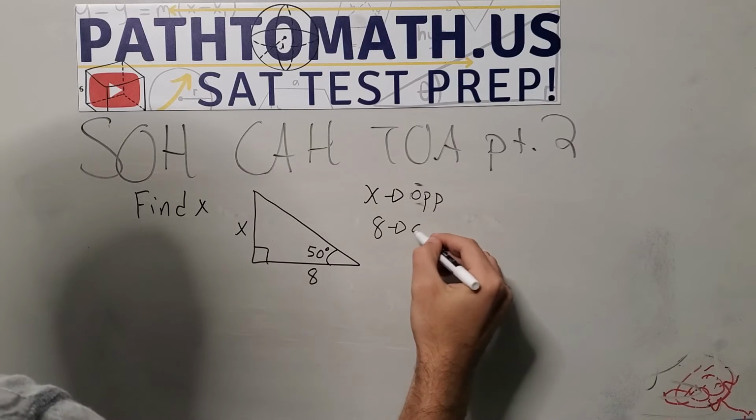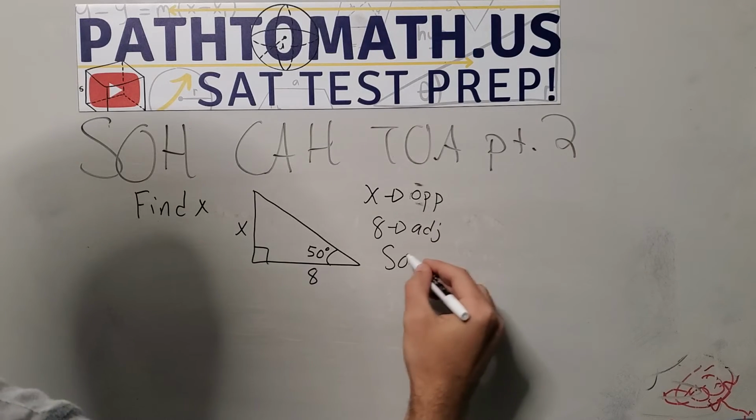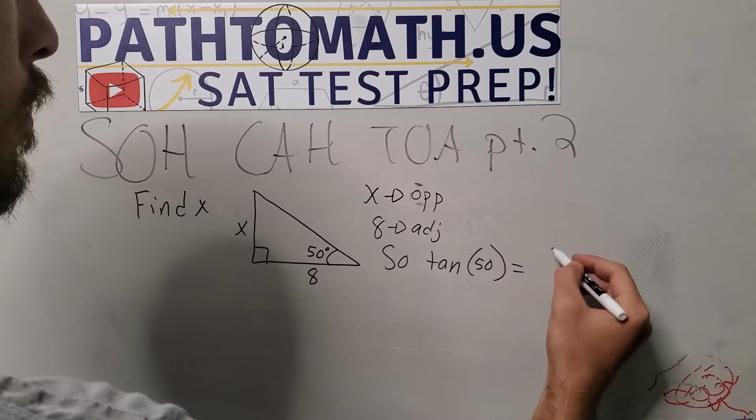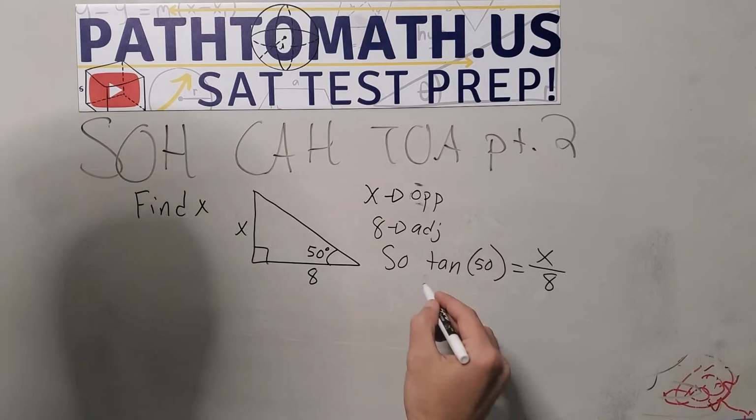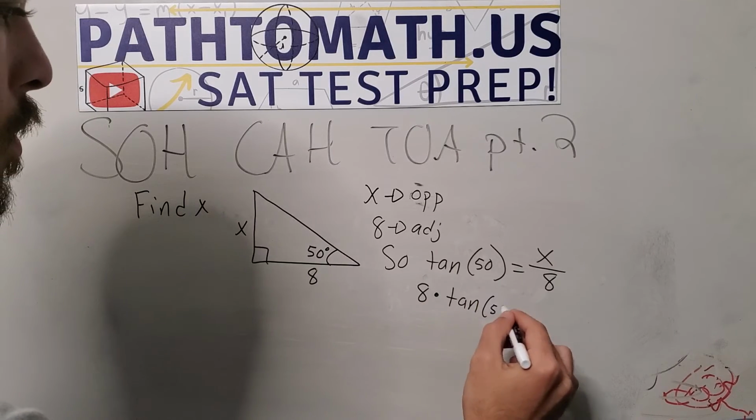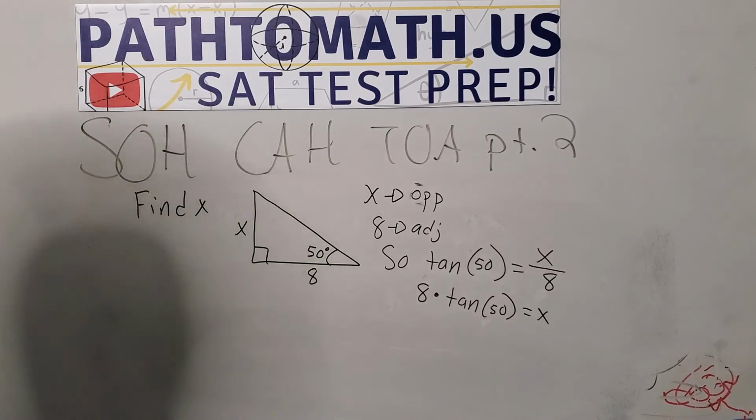And now for our last example, they gave us the base of the triangle is 8. That is going to be the adjacent side. The x is the opposite side. This means we should use tangent. And so we have the tangent of 50 is equal to x over 8 because it's opposite over adjacent.